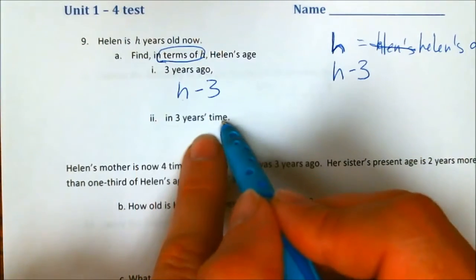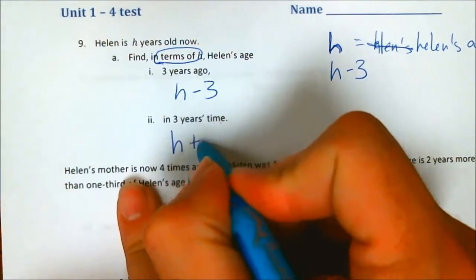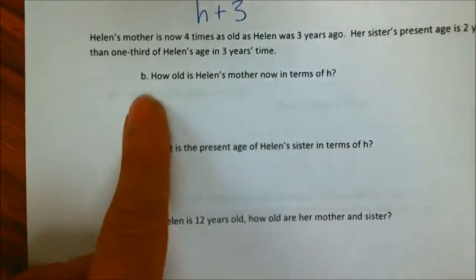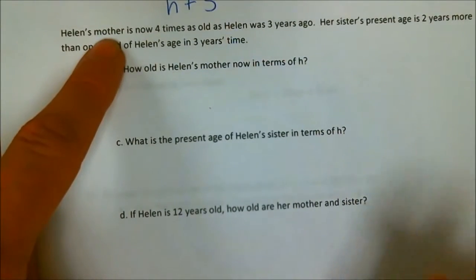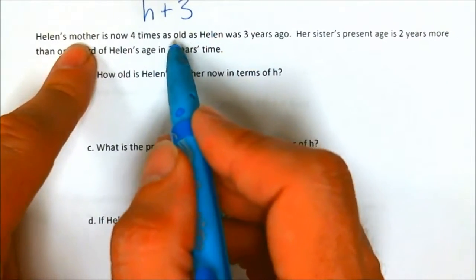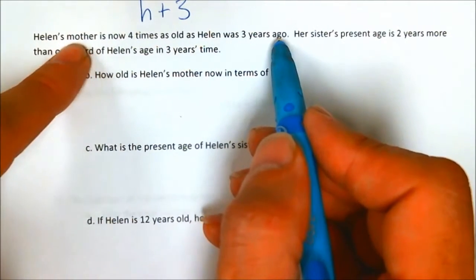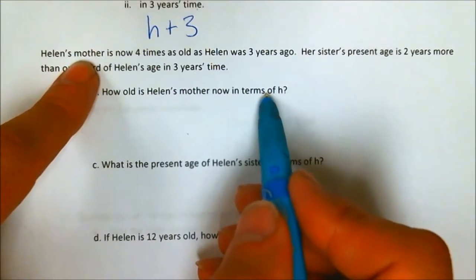Helen's age in 3 years' time, 3 years from now, is going to be whatever age she is now, plus 3. Okay? Now, moving further on, we're going to talk about Helen's mom. Helen's mom is now 4 times as old as Helen was 3 years ago. It says, how old is Helen's mother now? So let's write this in terms of h.